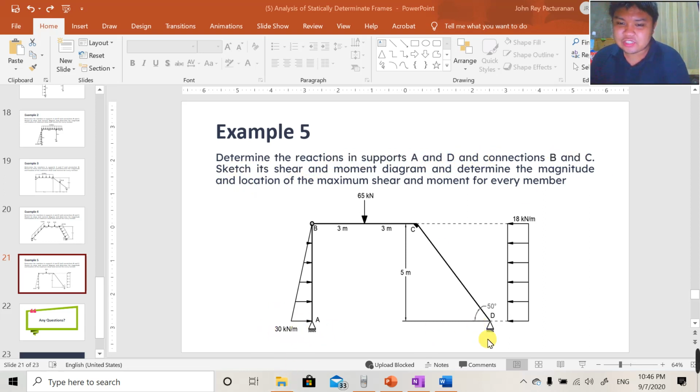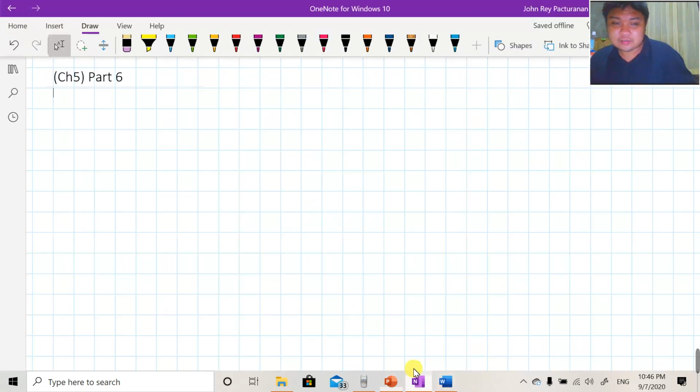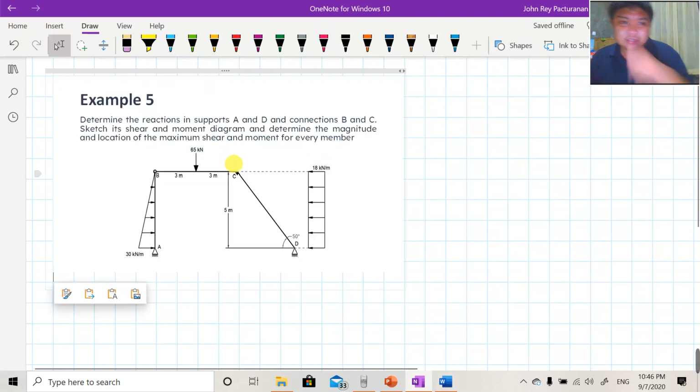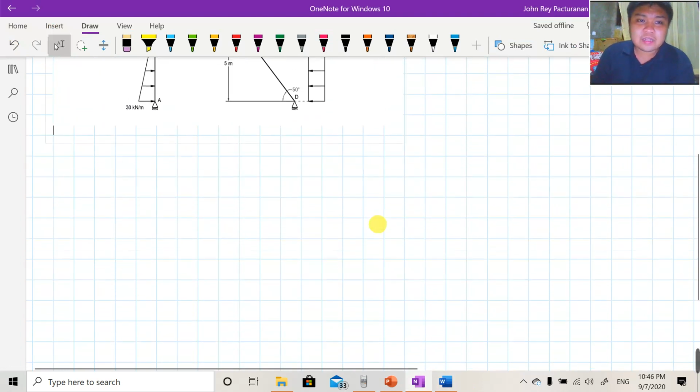So meron tayong dalawang hinge supports na A and D and connections B. Itong B natin is a hinge support while yung C is a fixed support, di ba? So sketch its shear and moment diagram and determine the magnitude and location of the maximum shear and moment for every member. Okay, so sige. Subukan na natin to class na sagutan ngayon dito sa ating OneNote. So, ito yung problem natin, no?